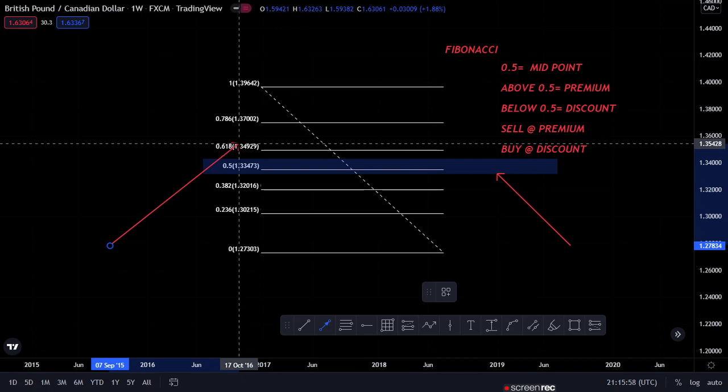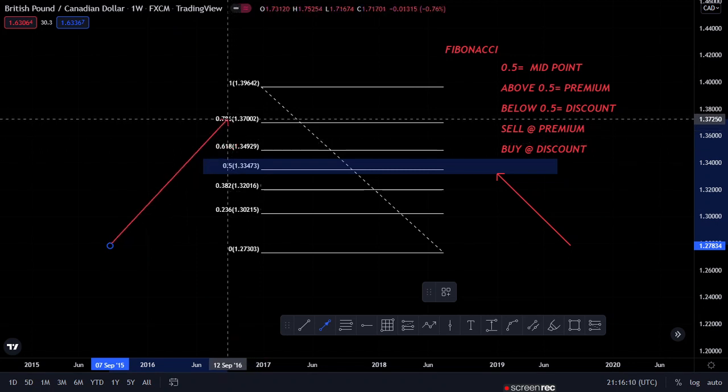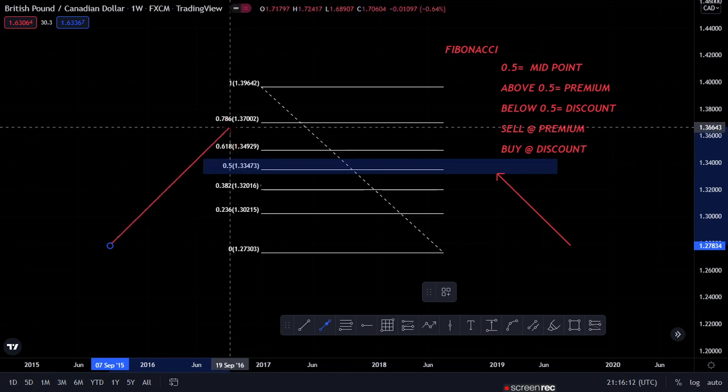We don't just sell because the price has retraced or come back to 0.61, then immediately you sell. No, we have a lot of things we need to add up before you sell. The same thing, we don't wake up and sell just because the price is at 0.786, but we add another reason before we sell.